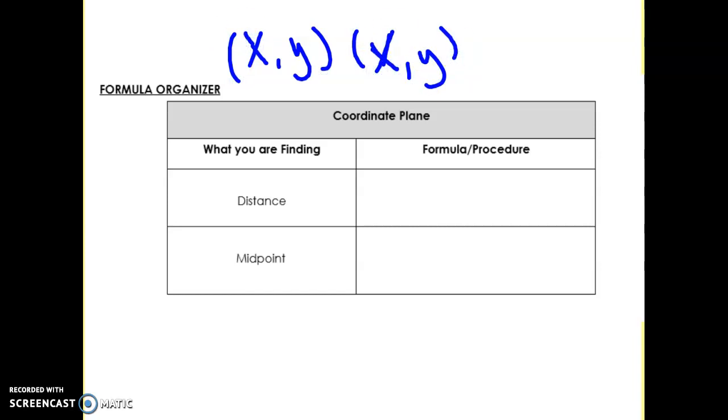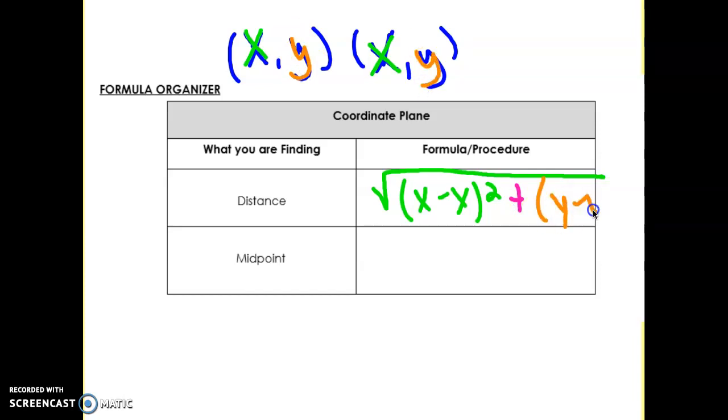For our distance, we would be subtracting my X values. So X and X, we're going to subtract them and then square them. Then we're going to add on to that the subtraction of my Y values. So my distance formula is X minus X squared plus Y minus Y squared, all underneath my radical sign. When we get to actually calculating it, we're still going to use that online calculator, or if we're back in person, we can also take a look at how this looks on the calculator.